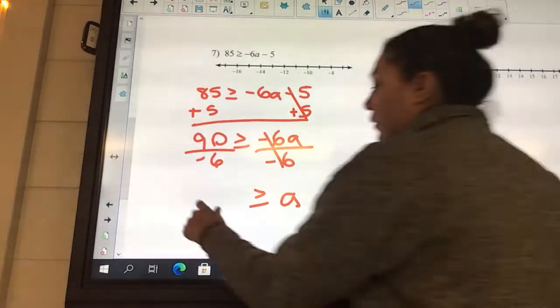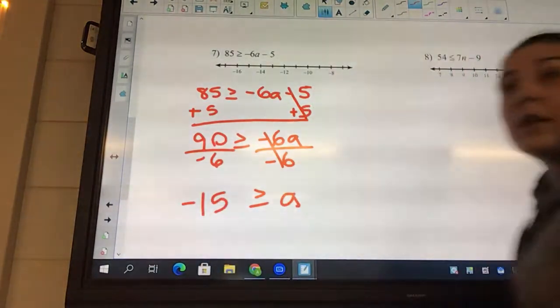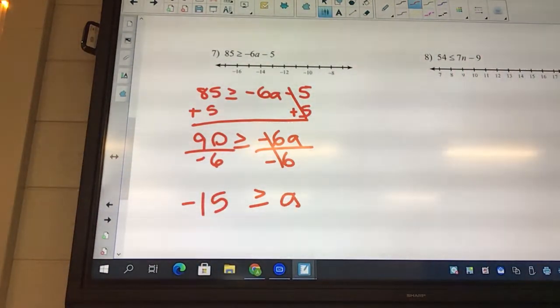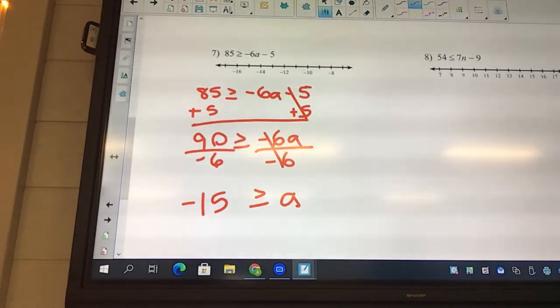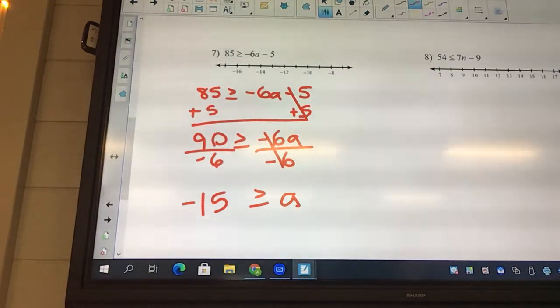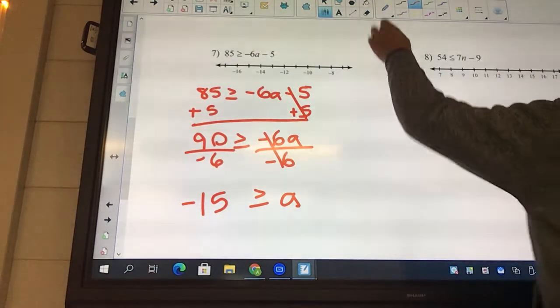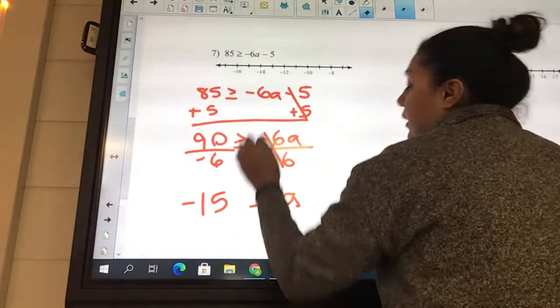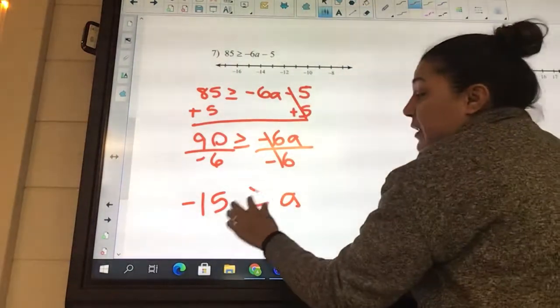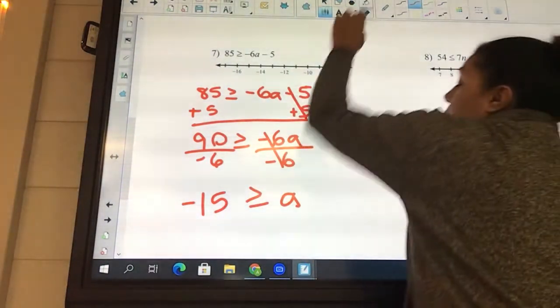-15. Wait, don't we plus the 4? Perfect. Okay, why are we supposed to flip? Because we divided by a negative number, it changes. Yeah, so we divided by a negative number, and what number was that? -6. So other than the sign going this way, which way should it go?